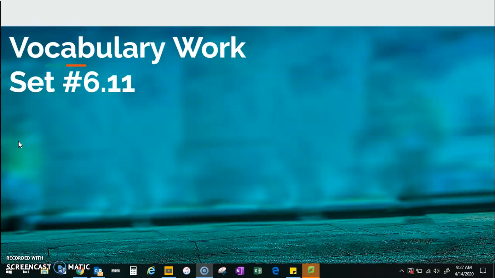So this week's work for vocabulary, we're going to be back to our slides. I thought this would just be easier to do since we're not at school. So we're not going to do the Walk Two Moons packet for vocab. We're going to get back to our slides.